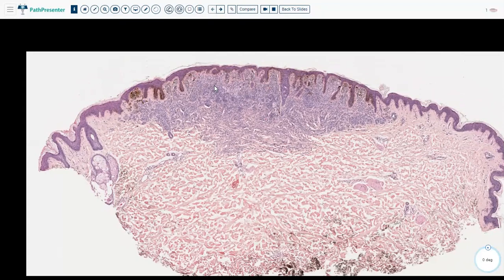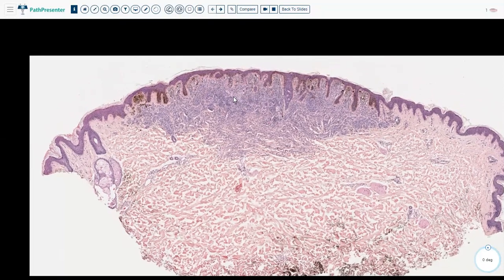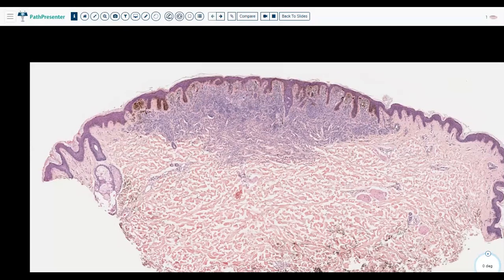Today we will continue the series with melanocytic lesions, which to me is one of the most important parts of dermatopathology. I will go through as many types of lesions as I can. I will be happy to answer any of your questions in the chat box, and if we have time at the end of the lecture, we will also answer a few questions.